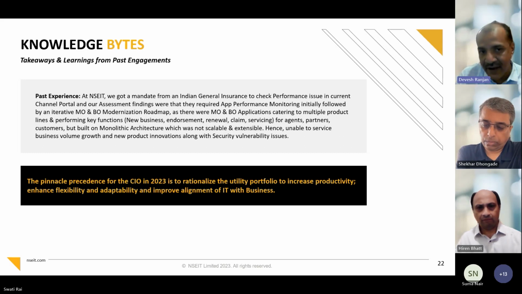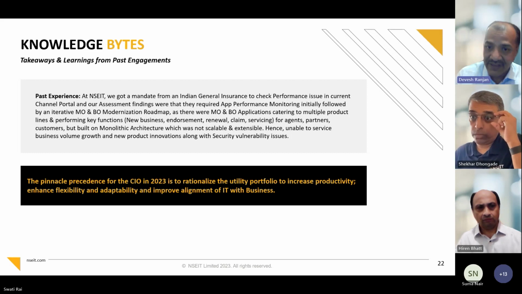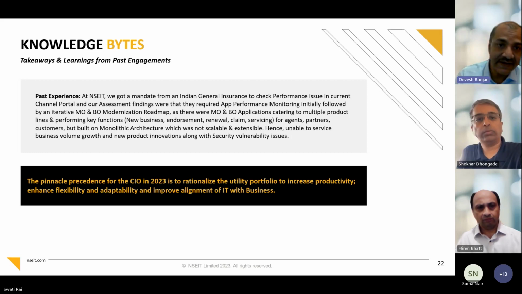These back office systems were performing very critical functions, whether new business, endorsements, renewals, or claim servicing, across all the different channels like agents, partners, and customers. They were constantly upgrading their front office applications, but all these middle office and back office applications were built on a monolithic architecture, which was not scalable. And that was the true cause of this issue. Once we addressed and found the root cause, over a period of time they undertook this exercise, and the customer has been pretty happy with our assessment.